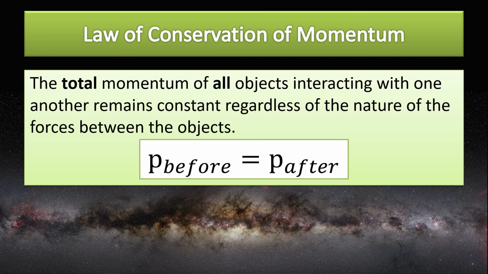So, the law of conservation of momentum states that the total momentum of all objects interacting with one another remains constant, regardless of the nature of the forces between the objects. So, even though an object might exert an impulse on another object and change that individual object's momentum, the total momentum for all the objects in the system, when you add them together, remains the same before and after the collision or when the impulse was exerted. So we have this nice formula, P before equals P after, the total momentum before and after a collision.